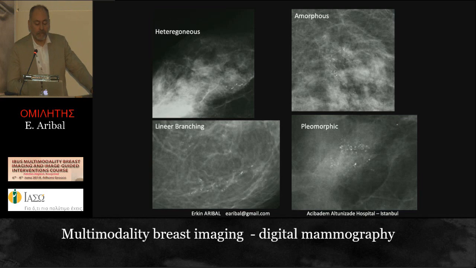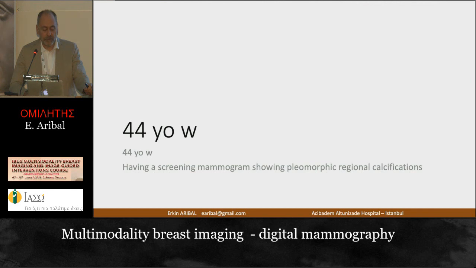So we have 4 different types of calcifications in mammography imaging. Moderately suspicious are heterogeneous and amorphous calcifications. Highly suspicious are linear branching calcifications and pleomorphic calcifications. So when you're doing MRI, in our study we have found that when it's linear branching or pleomorphic, if you have negative MRI findings, you should do the biopsy. But with heterogeneous or amorphous calcifications, if you have a negative MRI finding, you may stop, but it depends on your clinical decision.